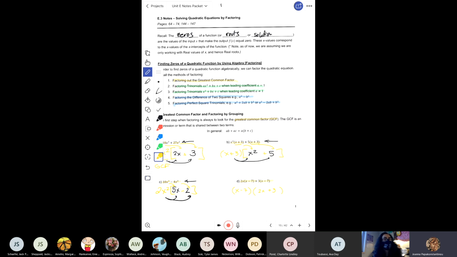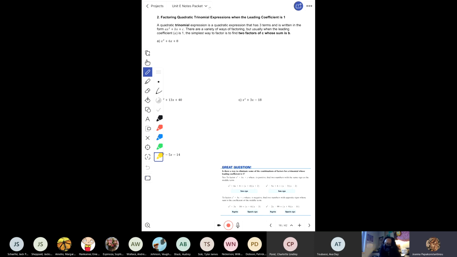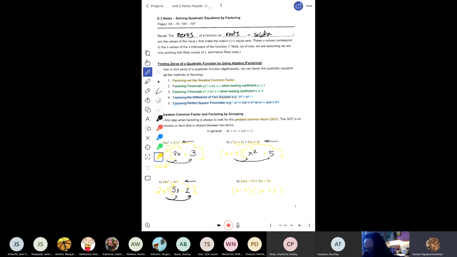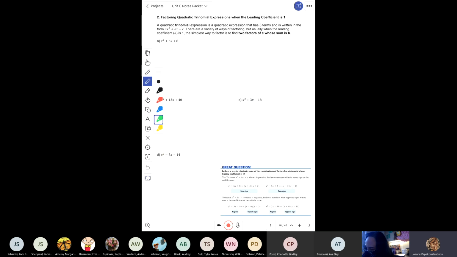Okay, now what happens if I have a quadratic trinomial expression and I want to factor that? In this instance, I want to focus on the fact that I have a leading coefficient of 1. Okay, so I'm looking at a quadratic trinomial expression. And again, we're just going over our factoring so that when we embed these expressions into an equation, we know how to address it and find the roots.